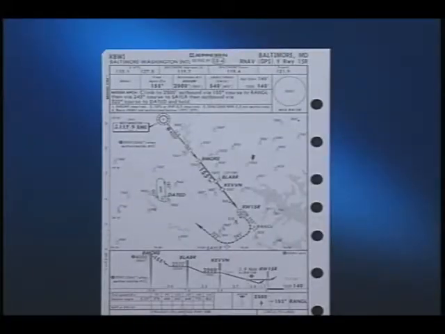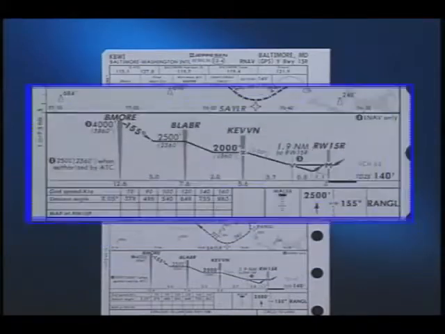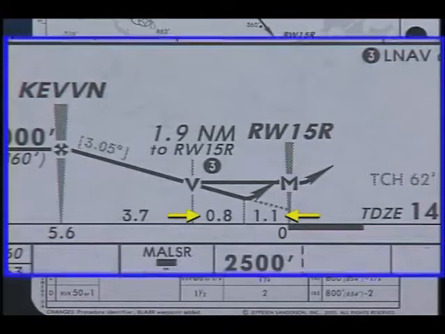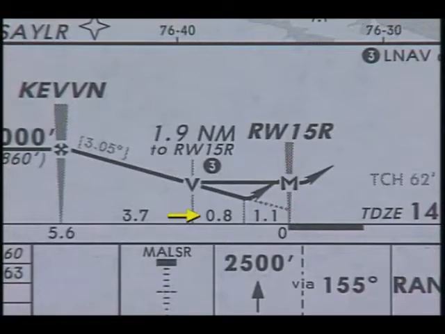Also new to the profile view of selected Jeppesen RNAV approach charts is the addition of a figure that denotes the distances from the last fix to the decision altitude and the decision altitude to the missed approach point. On this chart, the distance from the last fix to the decision altitude is 0.8 nautical miles, and it is 1.1 nautical miles from the decision altitude to the missed approach point.